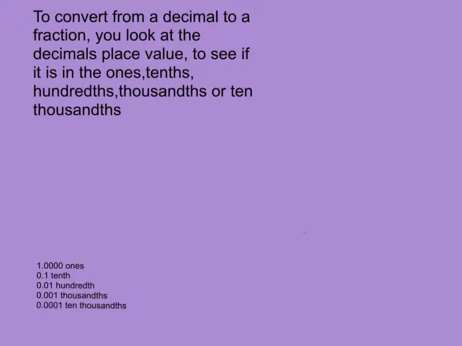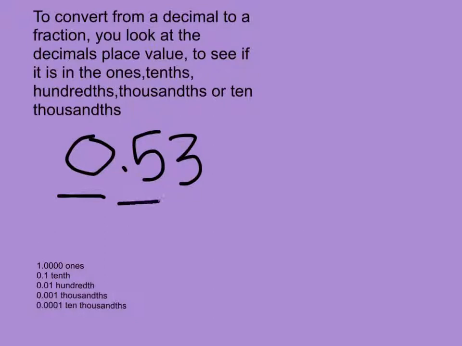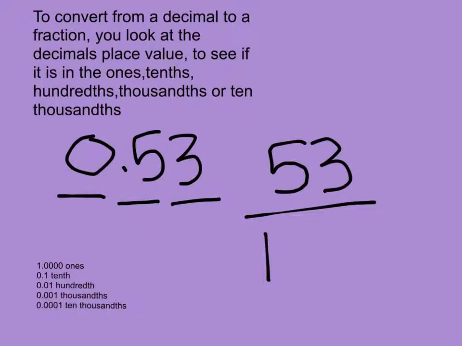Okay, so to convert from a decimal to a fraction, you have to look at the decimal's place value to see if it's in the ones, tenths, hundredths, thousandths, or ten-thousandths column. In the bottom left-hand corner, you can see that we put a little chart for you, just for your own knowledge. An example of this would be if you have 0.53, you can see that it's not in the ones, it's not in the tenths, and it ends in the hundredths. So then you know that it would be 53 over 100, which you cannot convert to lowest terms.